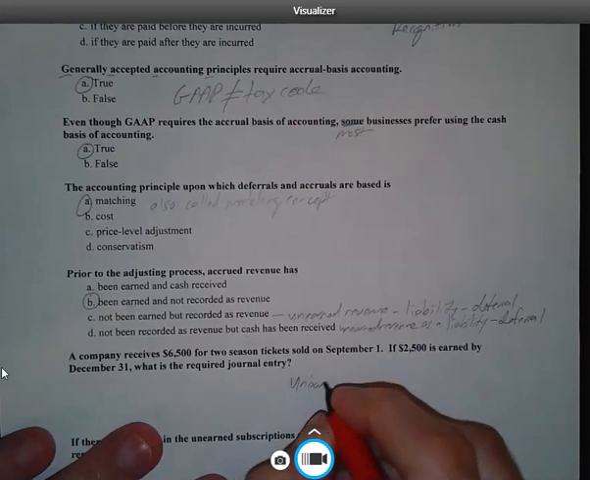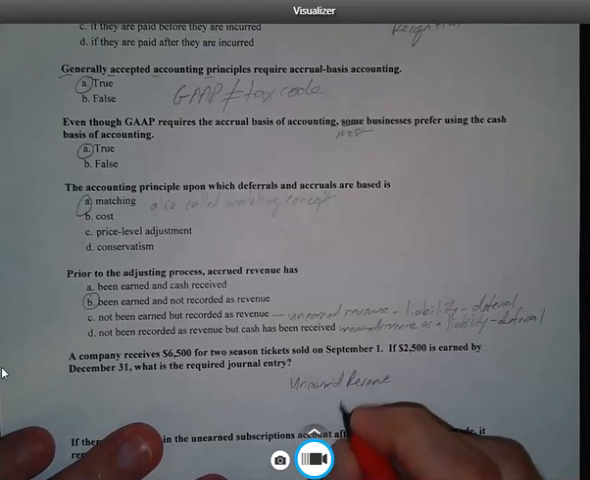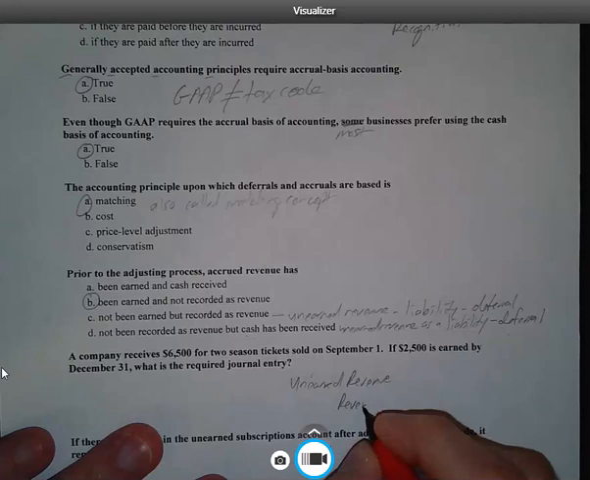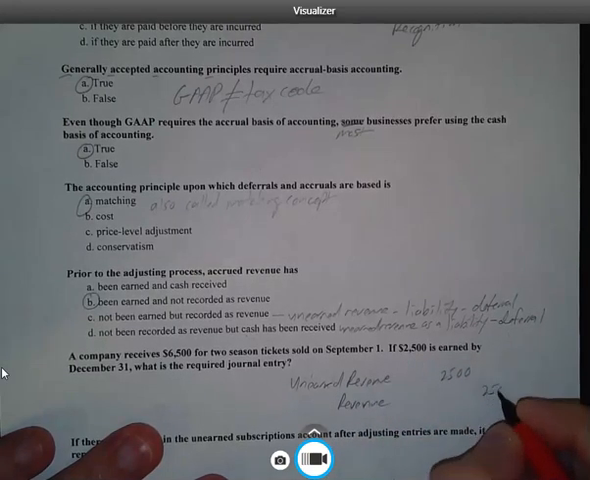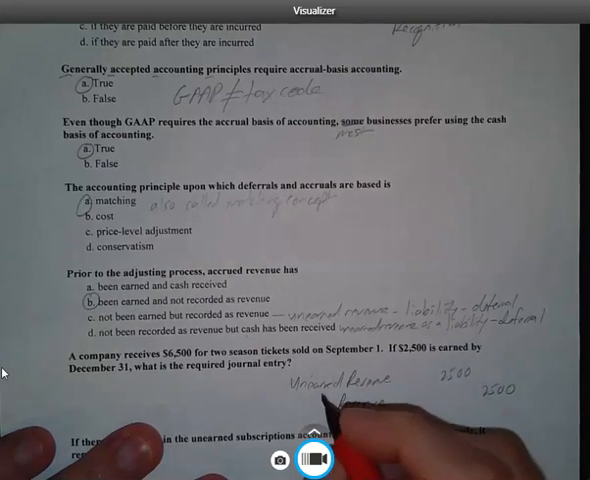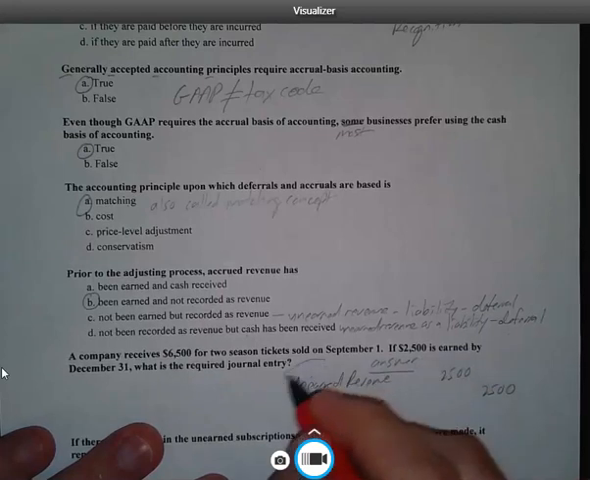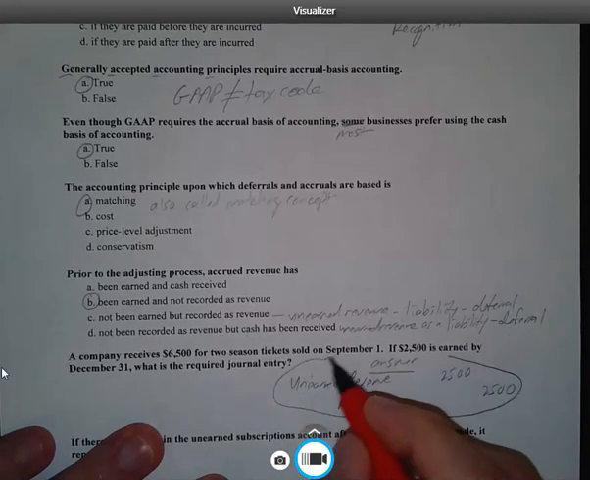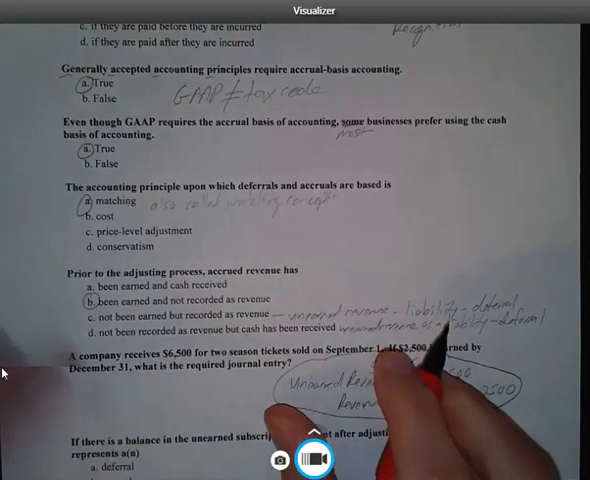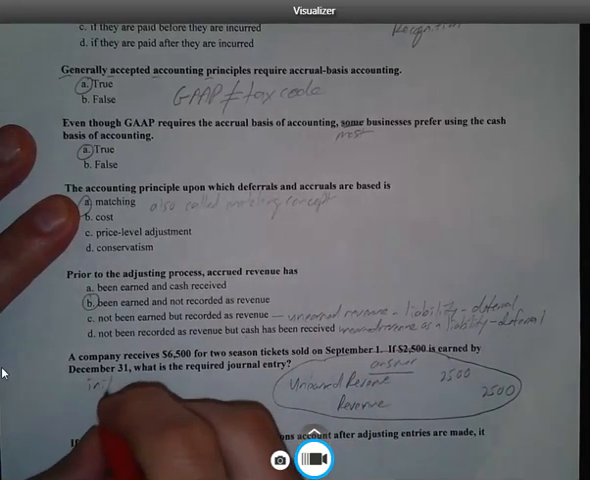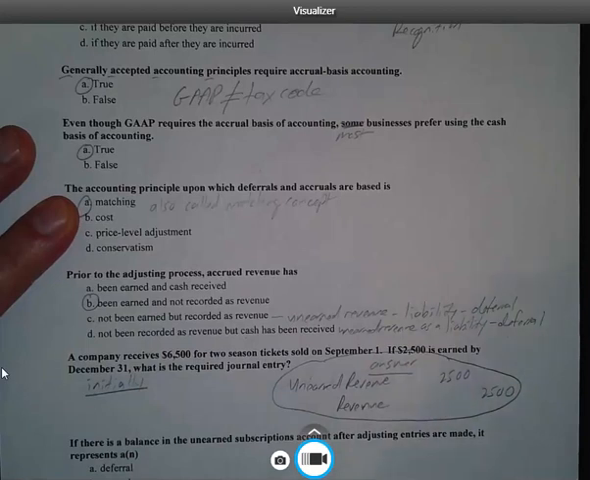The answer is unearned revenue, and revenue for 2,500 and 2,500. Okay, and this is our answer. All right, this is what they're looking for, because initially our entry was this.